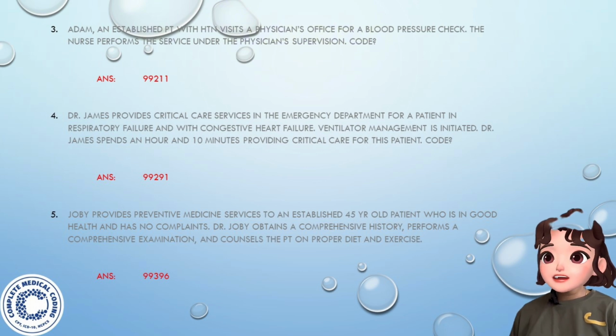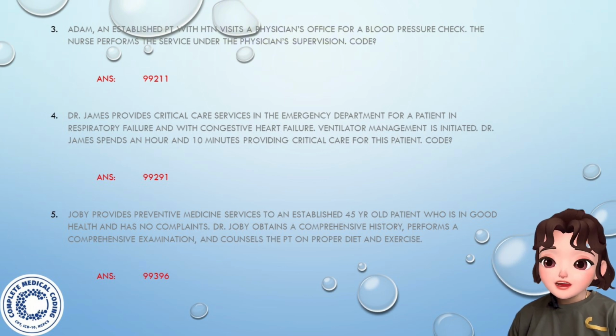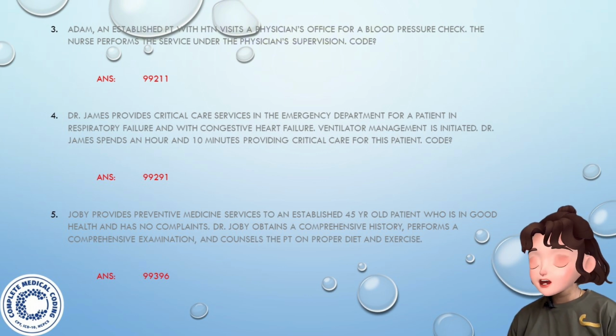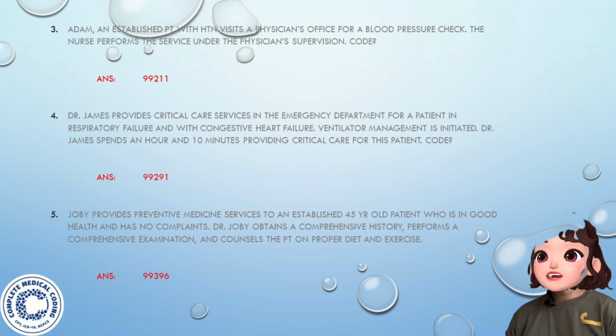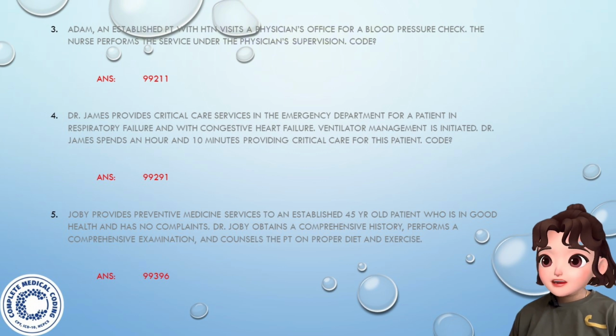Next question. Adam, an established patient with hypertension, visits a physician's office for a blood pressure check. The nurse performs the service under the physician's supervision. What will be the code? So this is an established patient office visit code. So go to office visit established patient. And who performs the blood pressure checkup? Only the patient has come for the blood pressure checkup. So the nurse has performed the BP checkup under physician supervision.